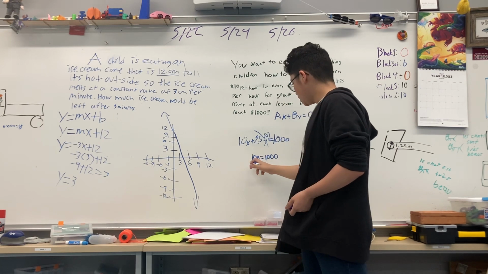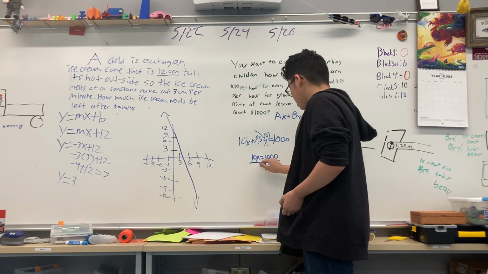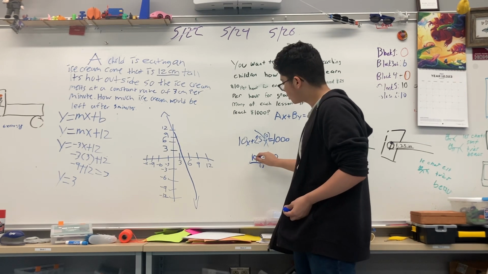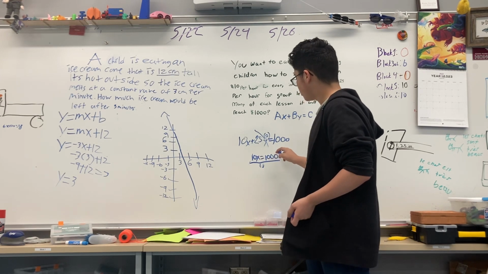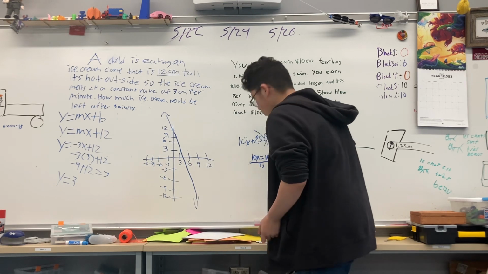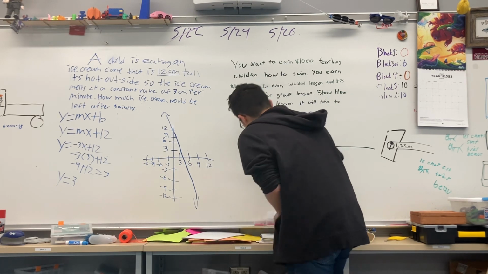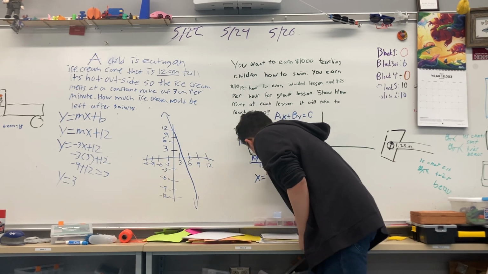Since we need just to find the x, we have to divide both sides by 10. The 10 will cancel the other 10 from the 10x, and we'll divide the 1000 by 10, which will leave us with x equals 100.